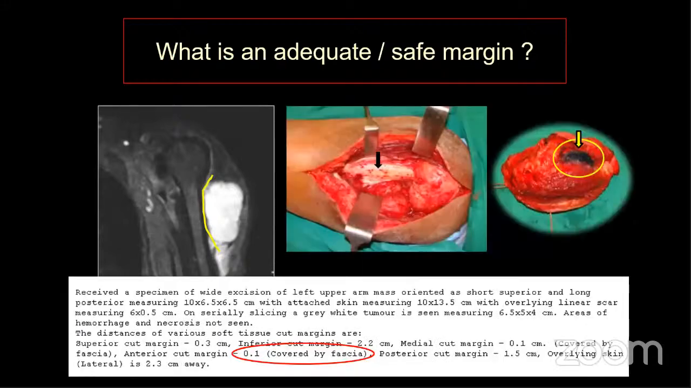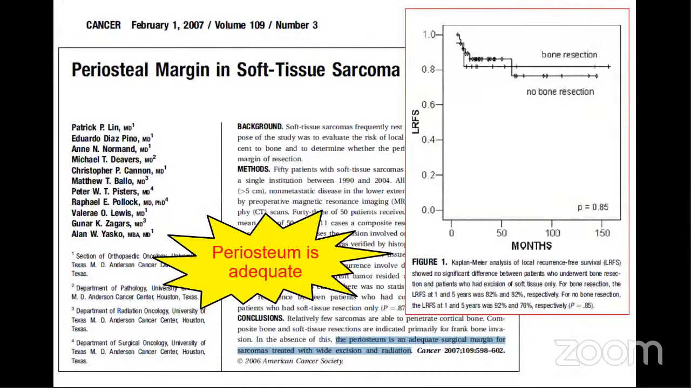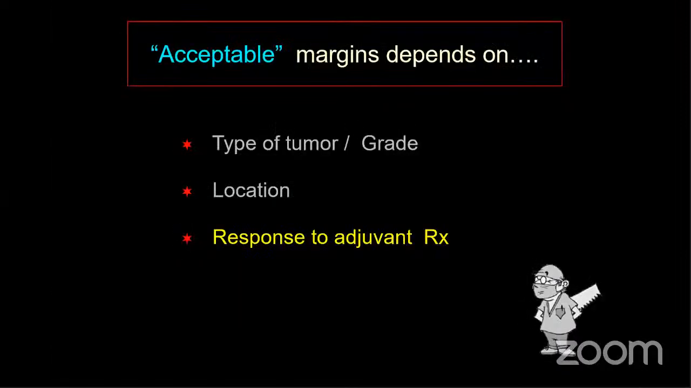This is a case in point, and you can see how the pathologist has documented that the anterior cut margin is actually less than 1 millimeter, but still tumor-free. This paper shows what I've just been saying, that in tumors where the periosteum is an adequate margin, and that alone is adequate, you don't need to resect the bone, because the local control rates would be more or less similar, and resecting a bone would mean a large amount of lost functional mobility.